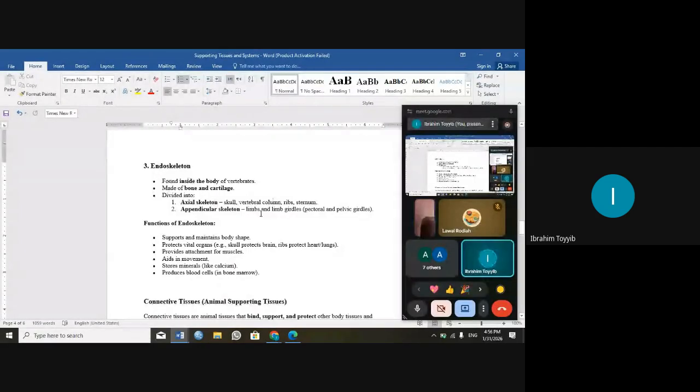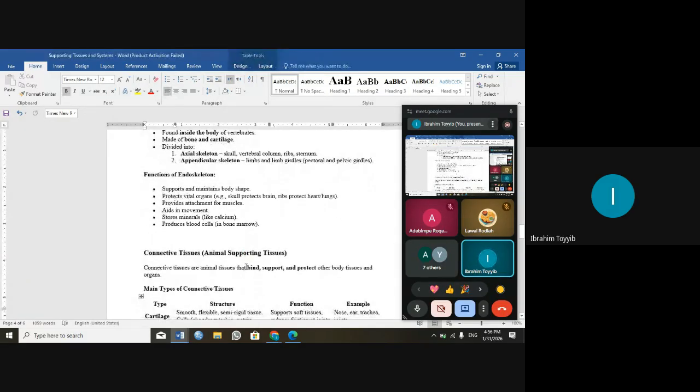Appendicular skeleton. The appendicular skeleton is found in the limbs and girdles, the pectoral and pelvic girdles. We'll look at the position of those things. Limbs are our hands and our legs. In animals that crawl, the hands are called forelimbs, while the legs are called hind limbs. We know the functions already. They support movement and they store minerals like calcium. The bone marrow produces blood cells. The red blood cell is produced in bone marrow.